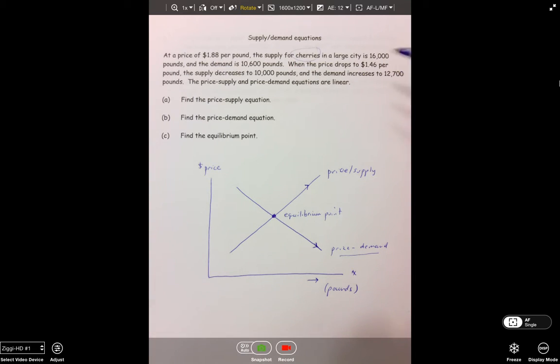I don't know. What we have here is a situation where at a particular price, $1.88, we have a supply and a demand amount given for cherries in a very large city. When the price drops to $1.46, the supply decreases and the demand increases. And I think the relationship between the demand for a product and the supply we have on hand, varying according to the price of a particular object, makes a lot of sense.